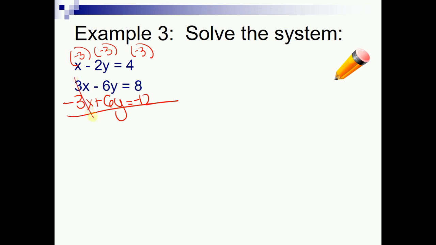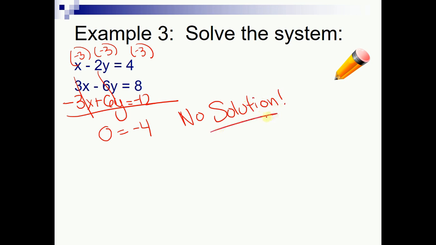Notice, that cancels. Ooh, that's going to cancel too. So I'm going to get 0 equals negative 4. That's strange. 0 doesn't equal negative 4. You know what this is? These are two parallel lines. So this is a no solution. They have no solution. They are parallel, thus they will not cross.